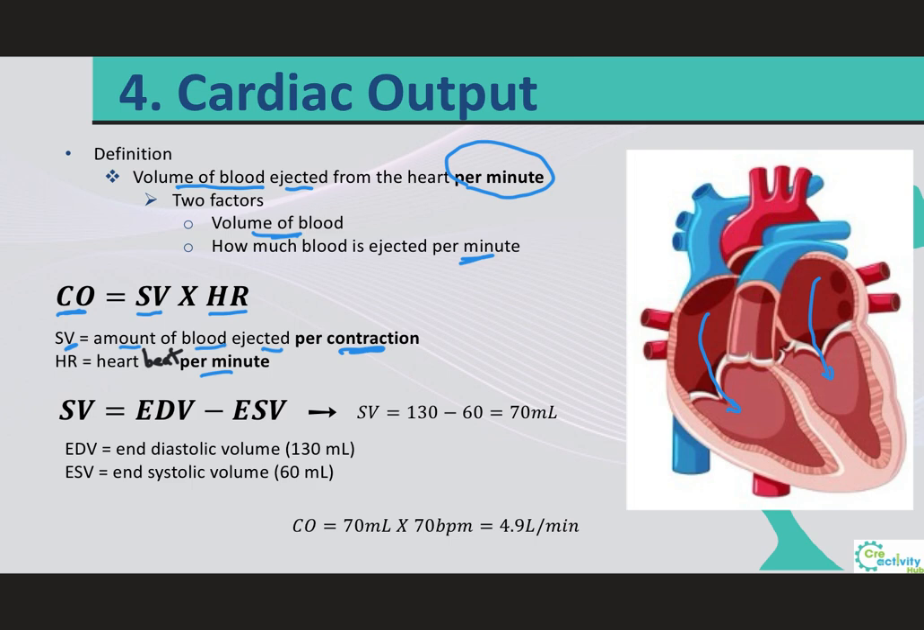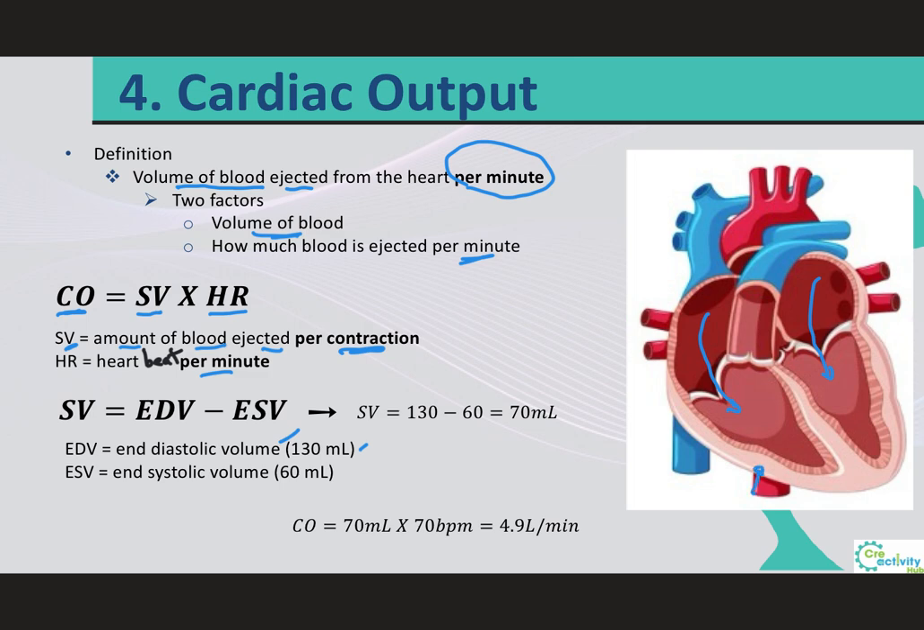Now, right at the very end of relaxation, you will have a particular amount of blood in the heart. And we call this the end diastolic volume, which on average is going to be around 130 mLs of blood. And what happens at the end of relaxation? The heart will contract, right? And this is what we call systole.